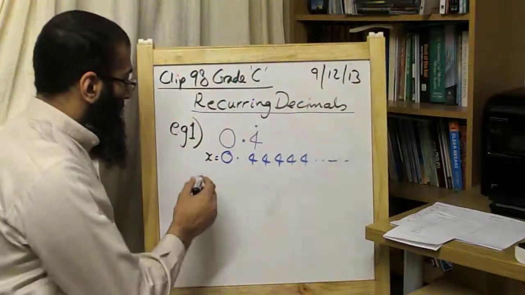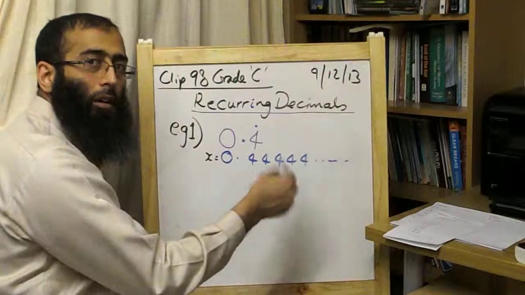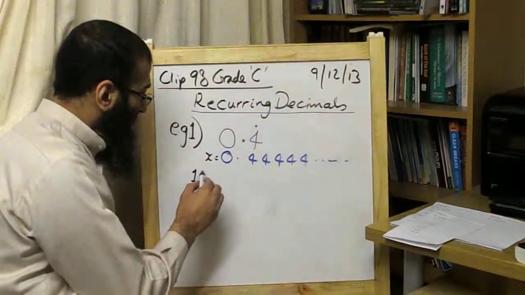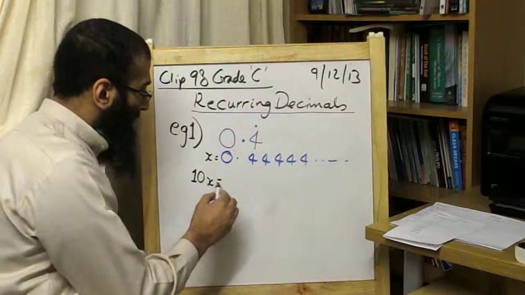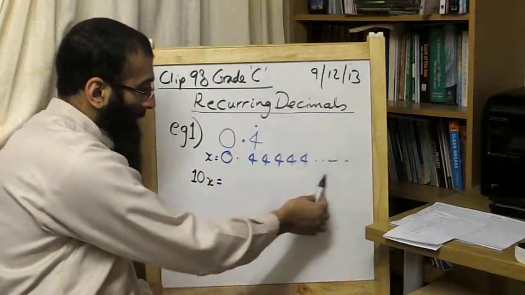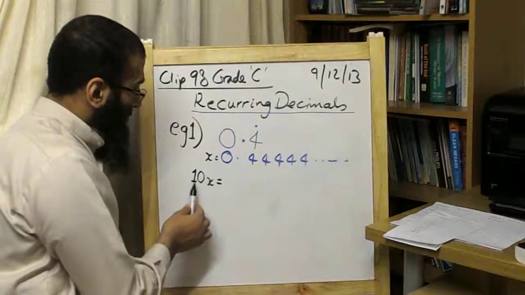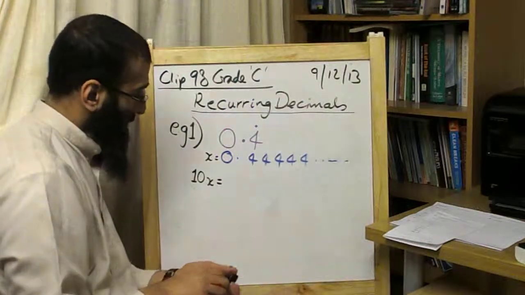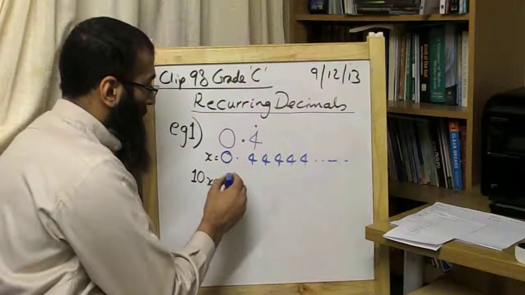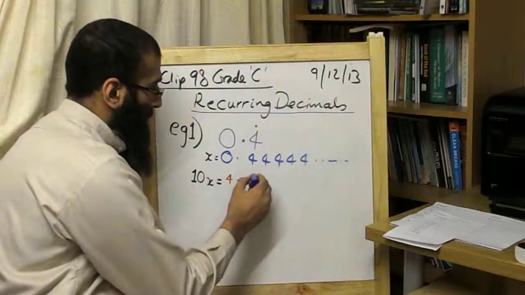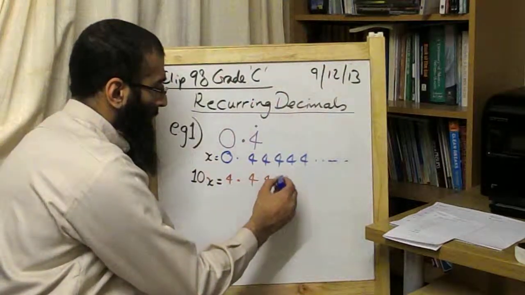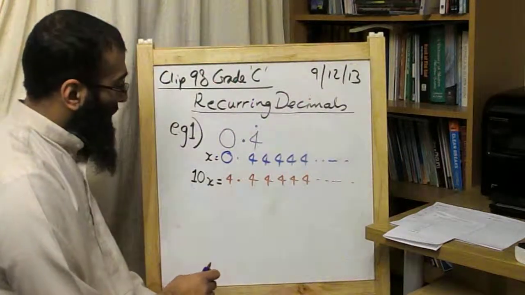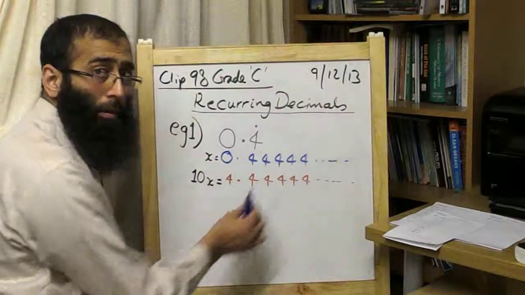Now we want to get rid of the recurring part and turn it into a whole number. Let's have a look at the technique. We're now going to consider if we had 10x. So we're calling this number x. What happens when we multiply this number by 10? What do we get? We get 4.444444, carrying on forever.